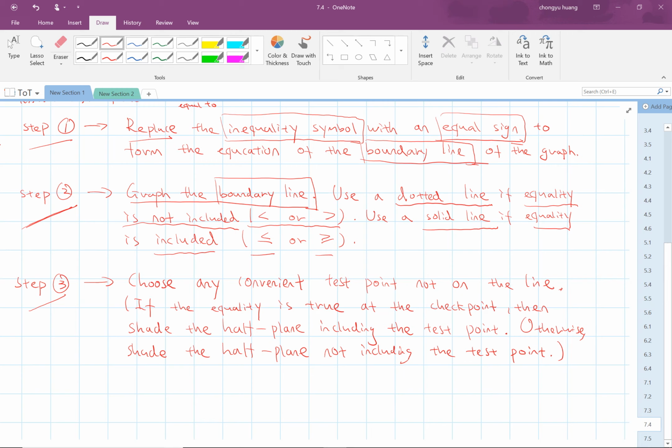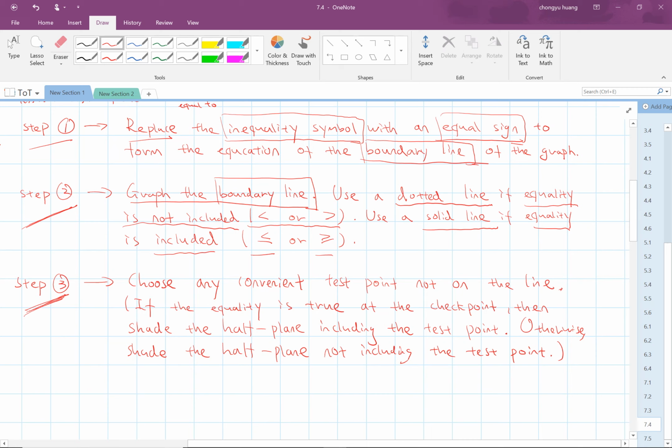So here, if you see the circles, if you see the symbol bigger than or equal to, it means the point is included, so you have to use a solid line. Okay, so let's move into step 3.